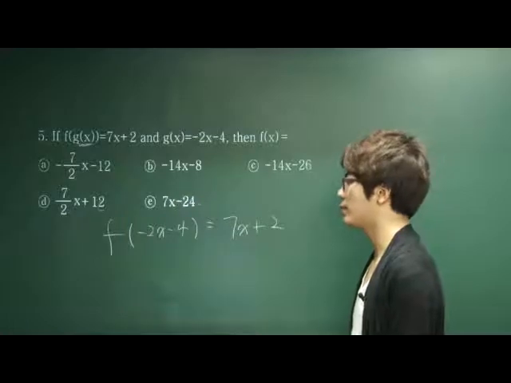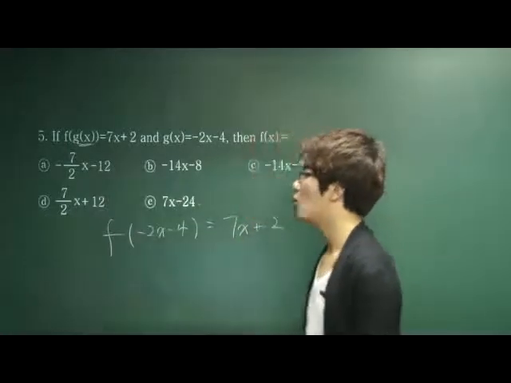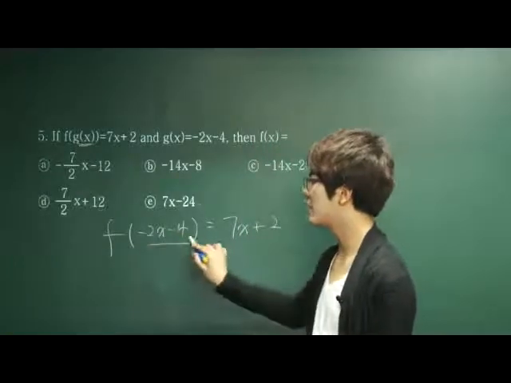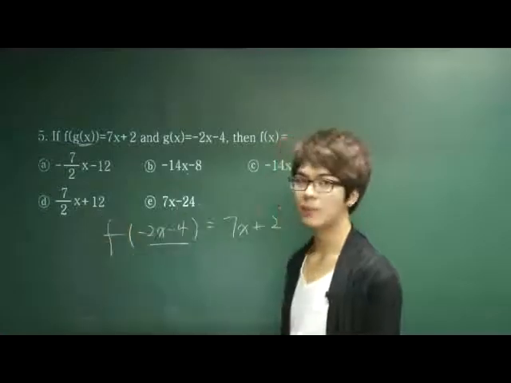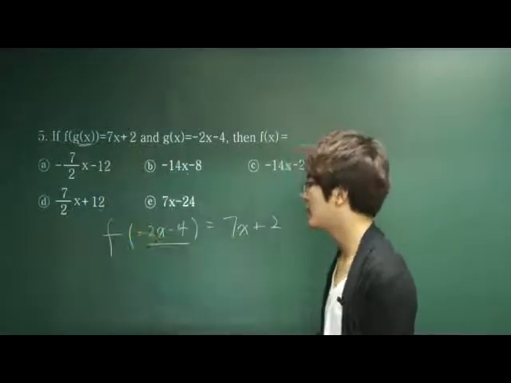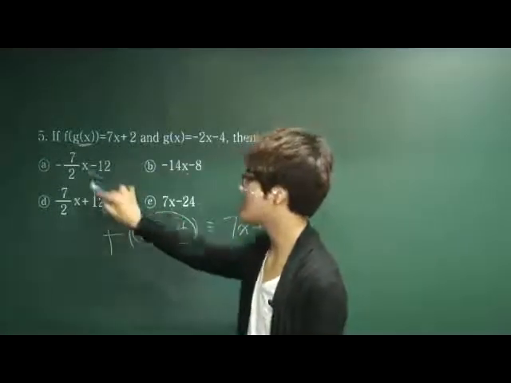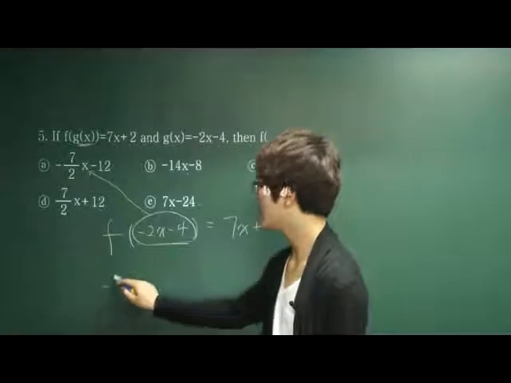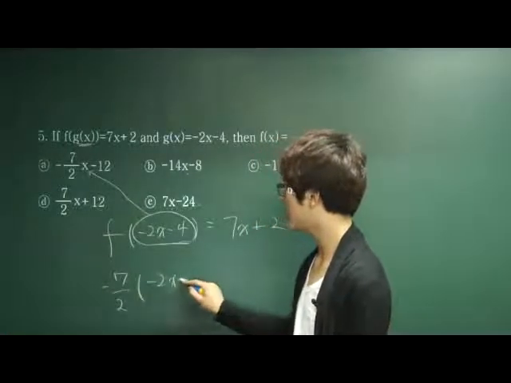Okay, what should we do? For this kind of question, we put this in place of x in our answer choices one by one, right? Okay, so let's start with answer choice A. If we put this whole thing in place of x, let's do that. Negative 7 over 2 times negative 2x minus 4.